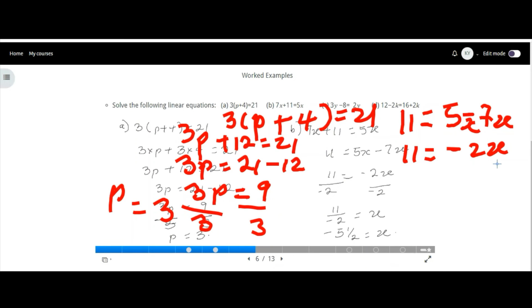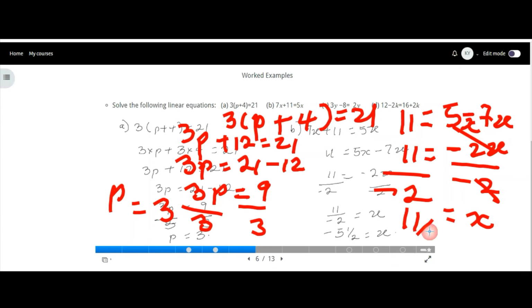We want to get the value of x. So you divide both sides by what? By minus 2. Divide this side by minus 2. Divide the other side by minus 2. Minus 2, we cancel minus 2. We have x left here, and our answer is going to be 11 over minus 2.